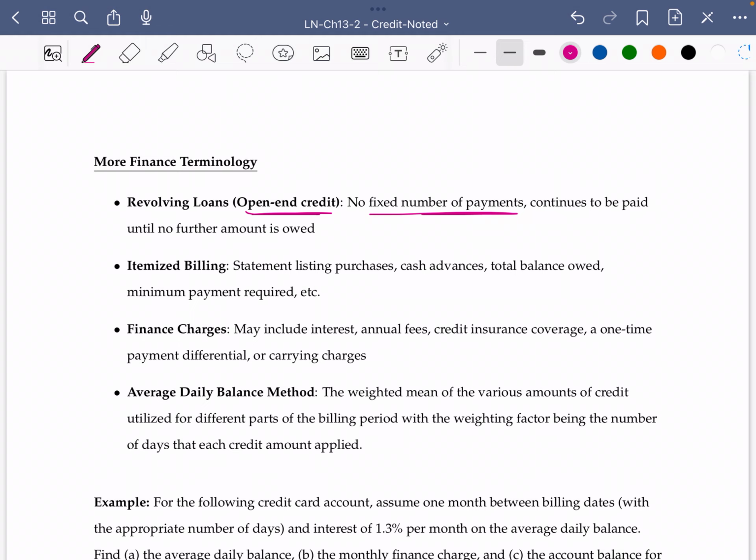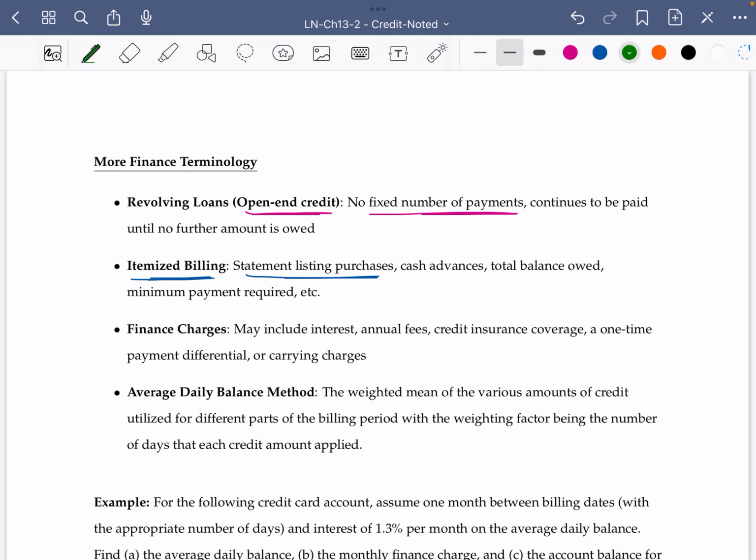With these, we might have some itemized billing. With itemized billing, this is simply a statement that lists the purchases, any cash advances, total balance owed, the minimum payment required, right? Just all the details of the billing are provided in that itemized billing.